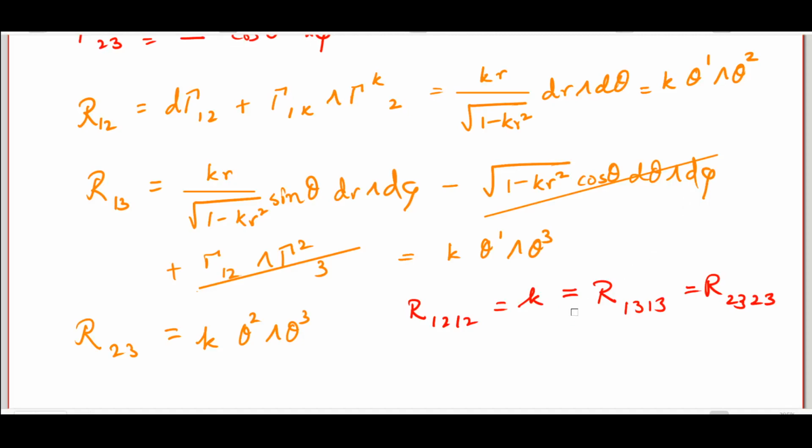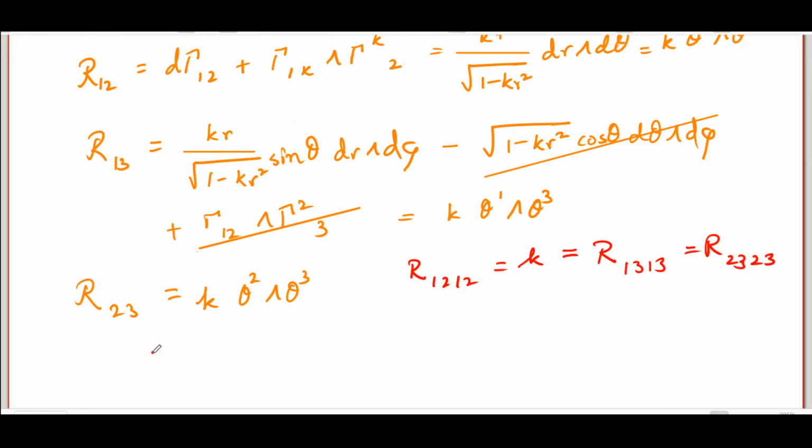Now, what should be pretty clear from this is the following. If you consider R_ijkl, the value is going to be k if and only if the first and the third index, that is i and k, match, and the second and the fourth index match. So you have k delta_ik delta_jl. But that's not all.